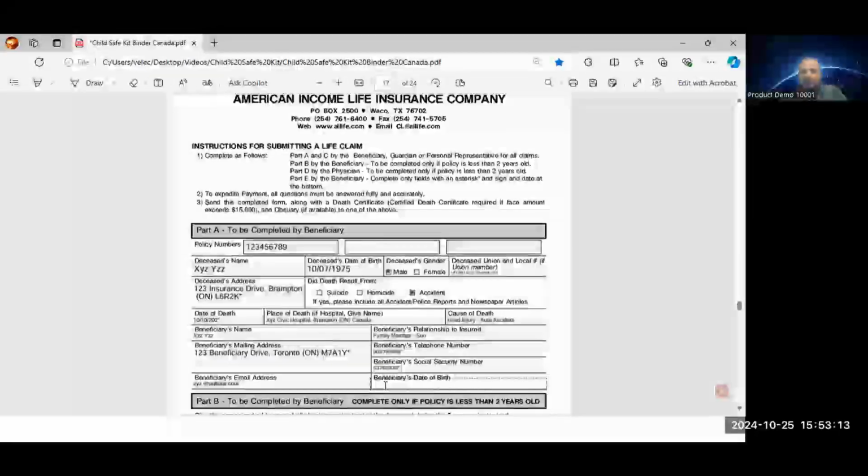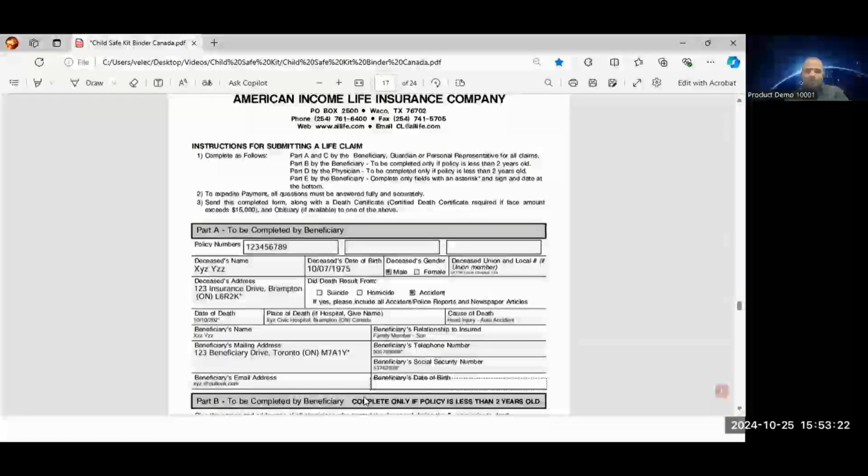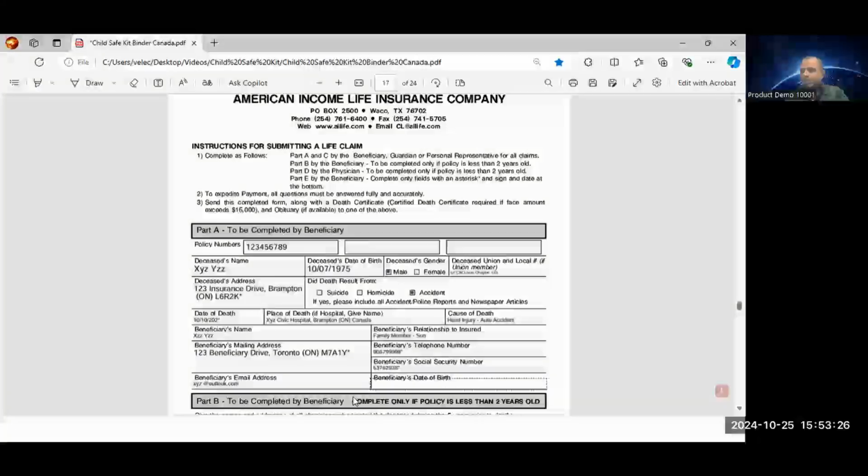Date of birth. Again, the date of birth must match his or her photo ID, the beneficiary's photo ID, such as a driver's license. So let's say the date of birth is the 14th of October, 1985.